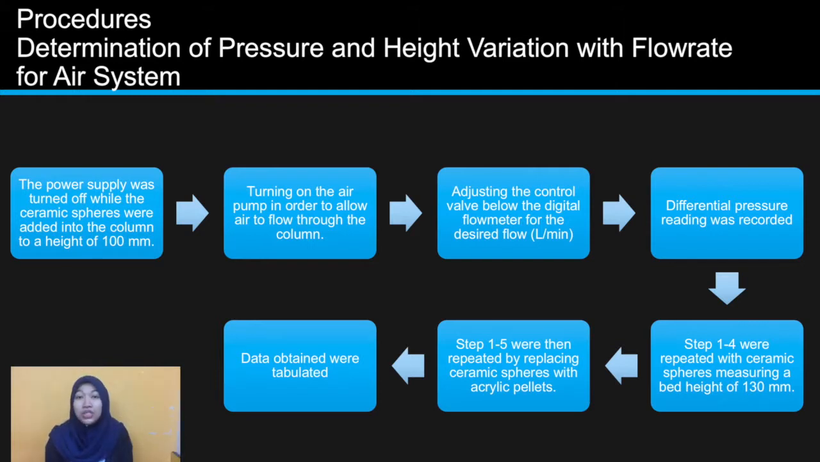After that, the main switch of the power supply is turned on, followed by turning on the airflow in order to allow the air to flow through the column. The variable flow rate was set by adjusting the control valve to the desired flow rate, starting from 50, 100, 150, 200 and 250. The differential pressure reading was recorded from the digital manometer that is located right above the flow meter. And finally, the whole steps are repeated using ceramic spheres with a bed height of 130 mm.